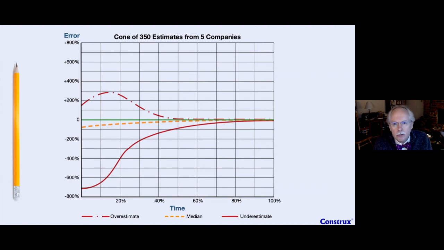I wanted to share with you a cone of uncertainty that Steve McConnell put together from some of our clients. You can see it's 350 estimates from 5 different companies that worked with Steve. And what this graph is telling us is the amount of error that estimate was compared to what actually happened in real life. So at the end of the project, we normalize it down here. This is what happened in real life. At a different point in the project, say at 20%, we can see that some estimates were overestimating, giving them more time than they really needed by about 200%, or underestimating by about 400%.